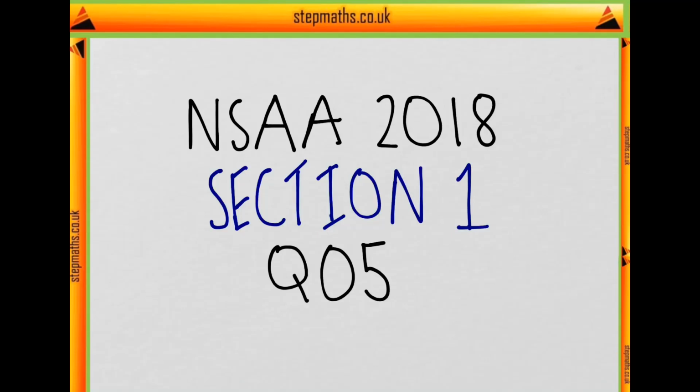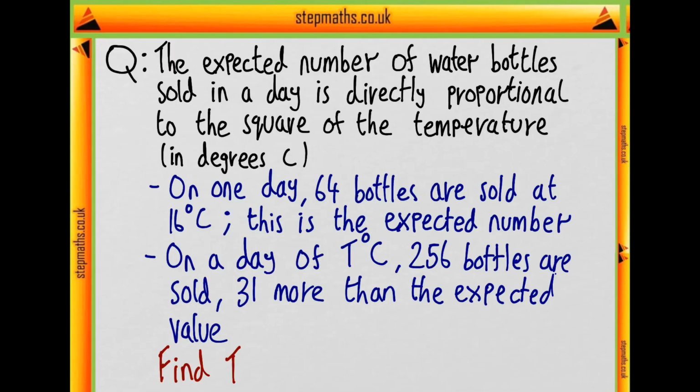This is question 5 from section 1 of the 2018 NSAA paper. In this question, we're given a scenario where we're selling water bottles per day, and we're told the expected number of water bottles sold in a day is directly proportional to the square of the temperature, in degrees C. And you can implicitly assume here the temperature is above 0.